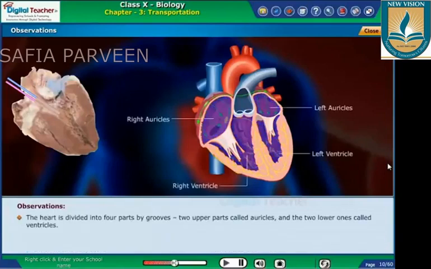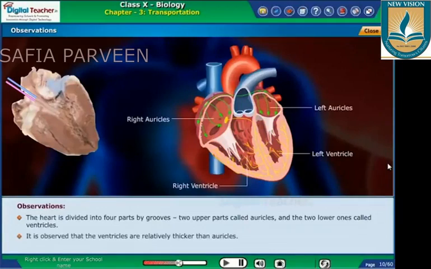So there are grooves that divide the heart into 4 chambers. The upper chambers are called auricles and the lower chambers are called ventricles. So you can see clearly when you observe the external structure of the heart, there are grooves. Now when you cut the heart internally also, these grooves are very clear.